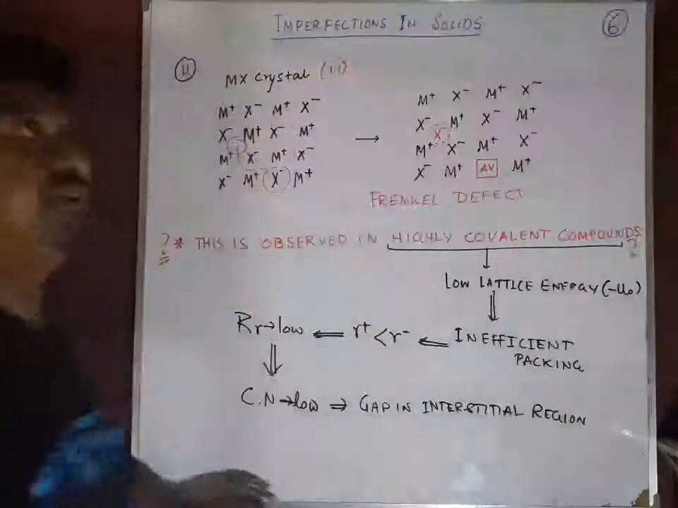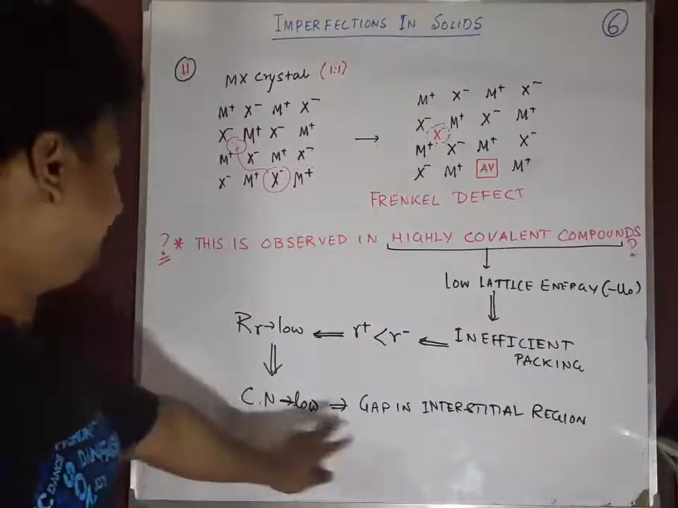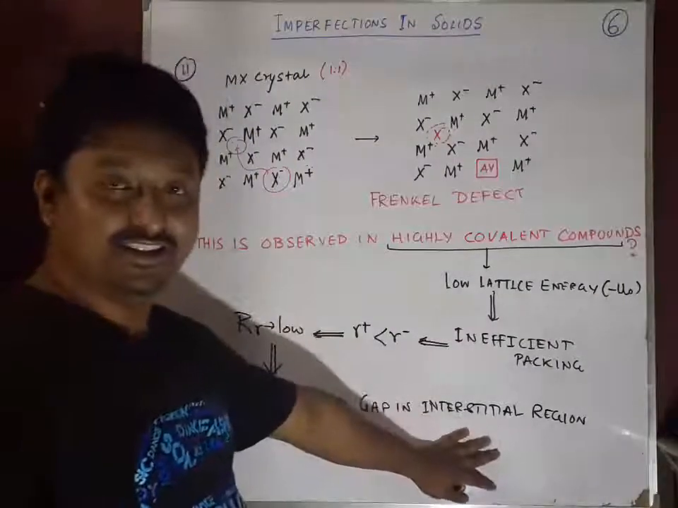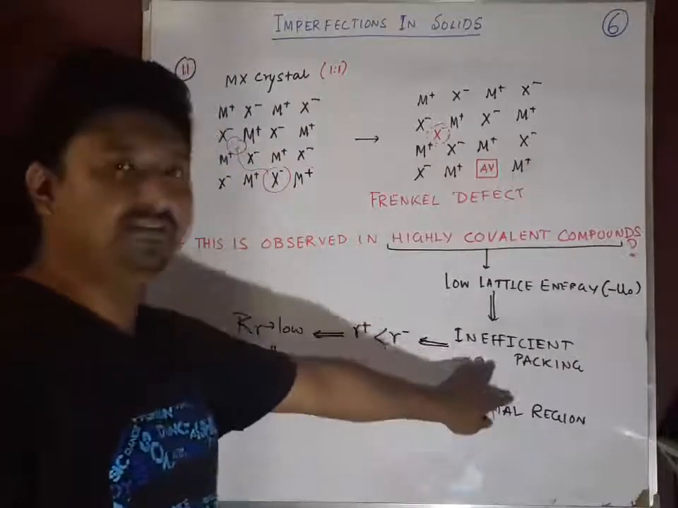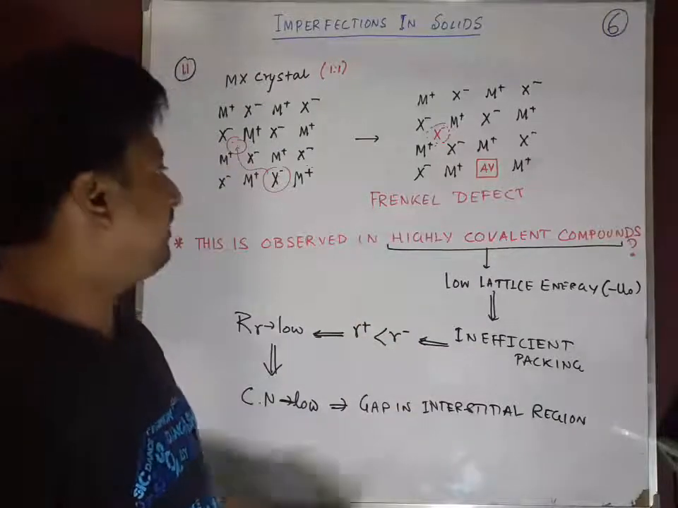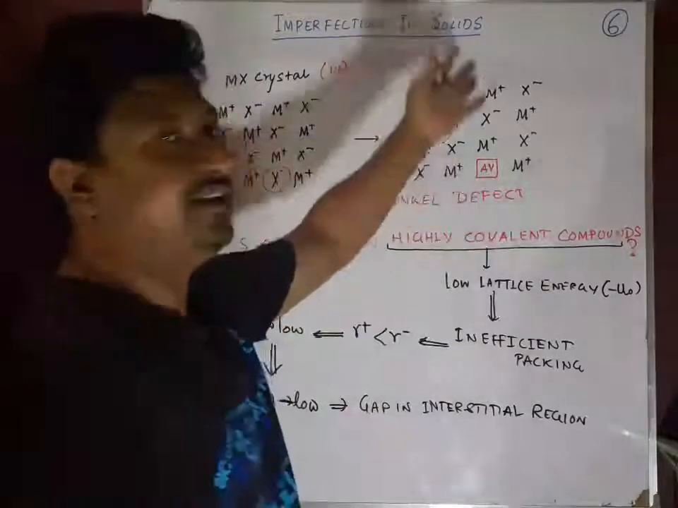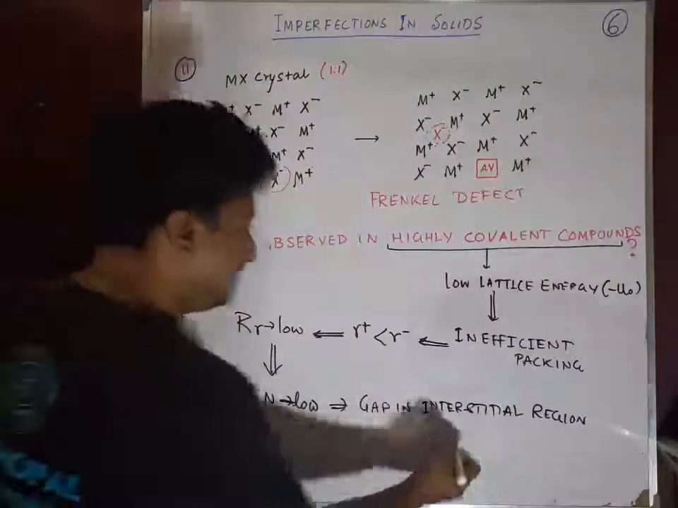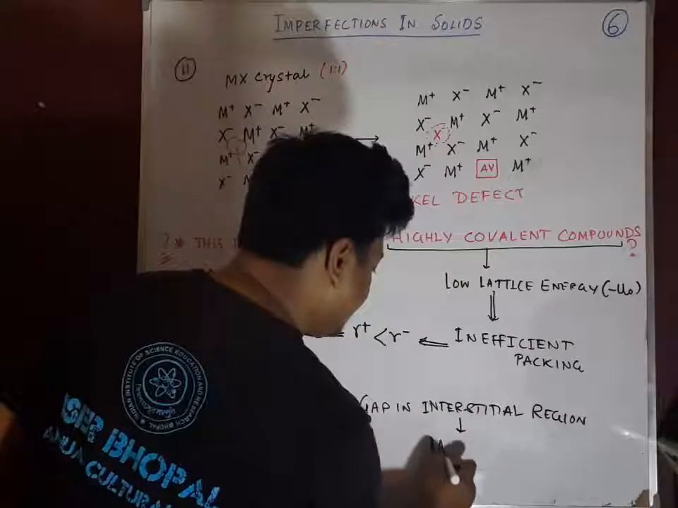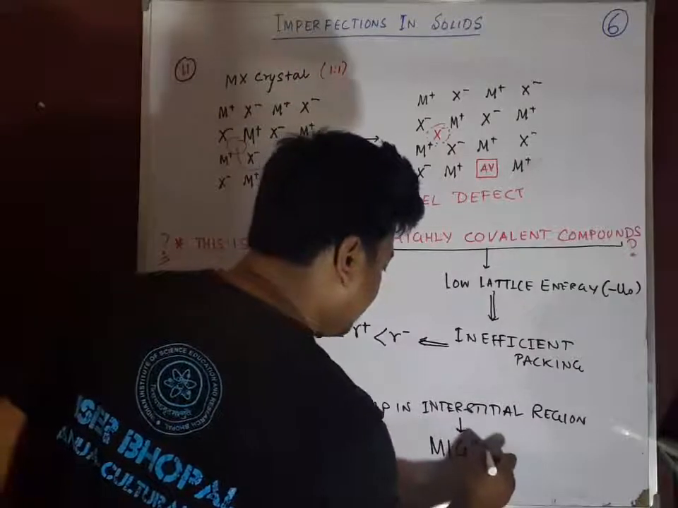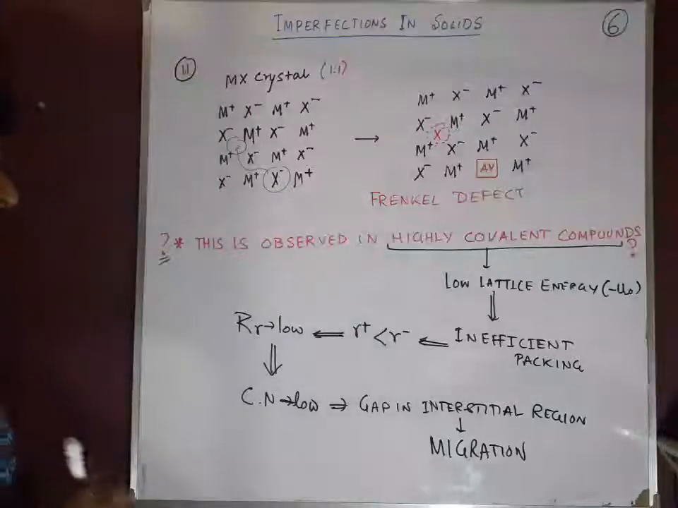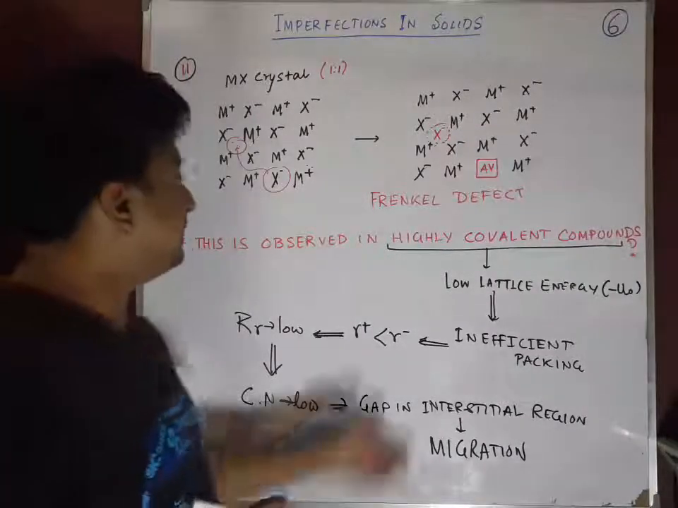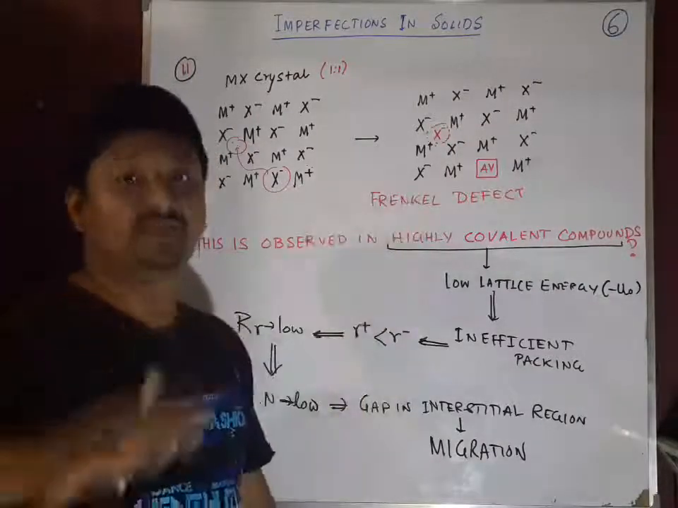Now, if the coordination number is low, then there will be a gap in the interstitial region, and due to this interstitial gap and an inefficient packing, what will happen? The atoms can migrate to the interstitial region. Migration. Atoms will go by migration. Now this effect is known as the Frenkel defect.